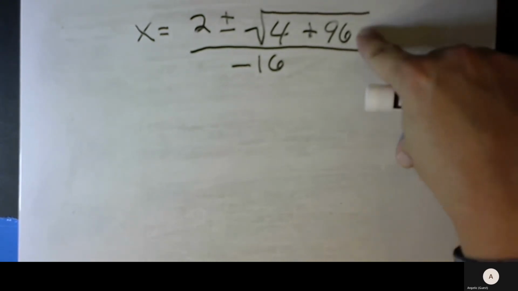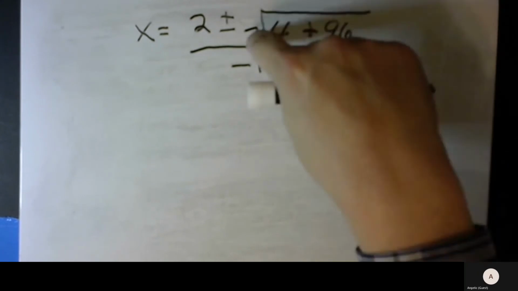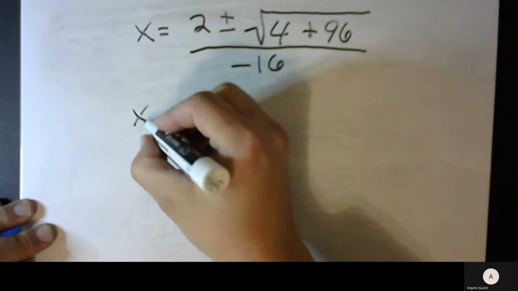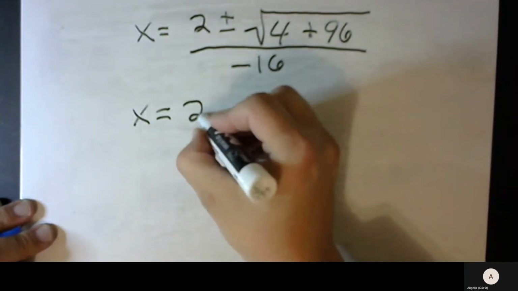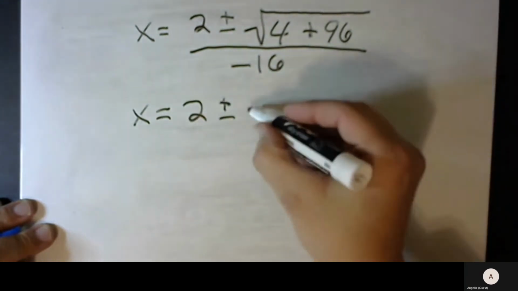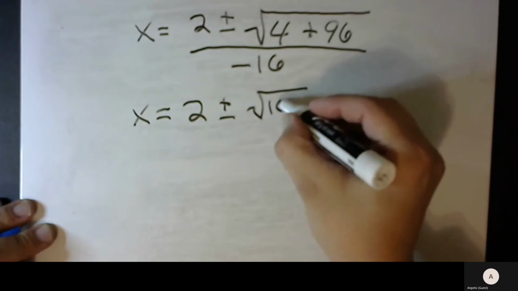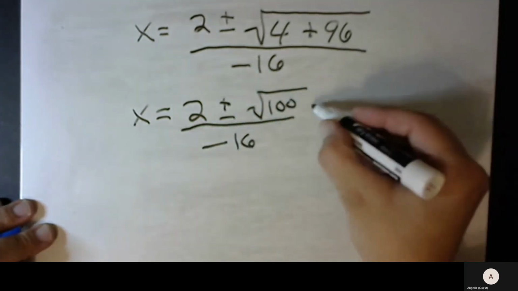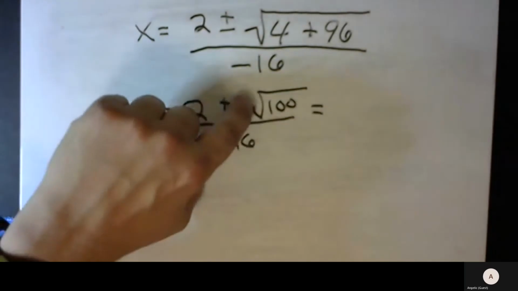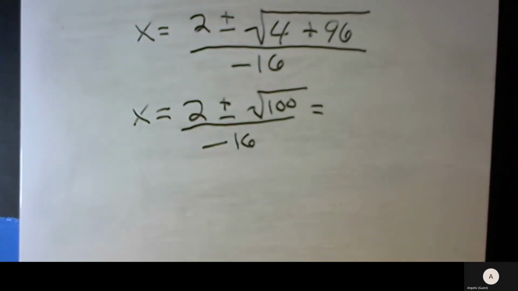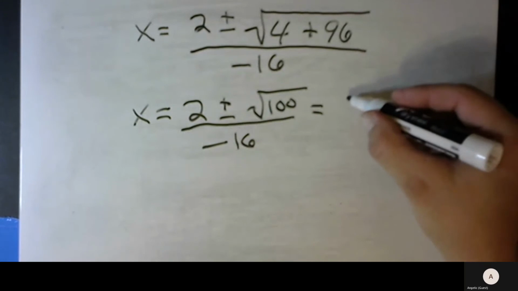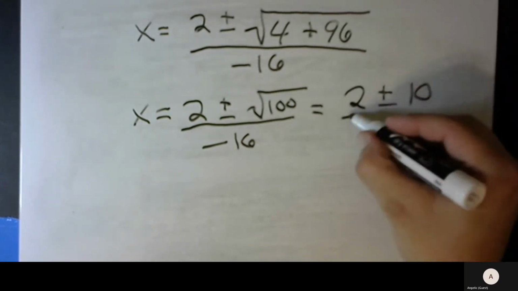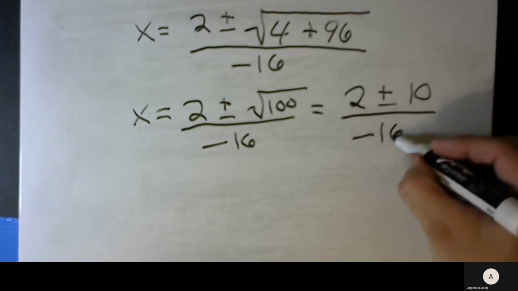Now we're going to work within the square root first. We got to clear this up before we do anything else. This will be 2 plus or minus the square root of 100 over -16. Now the square root of 100 is 10. So we're going to get 2 plus or minus 10 over -16.